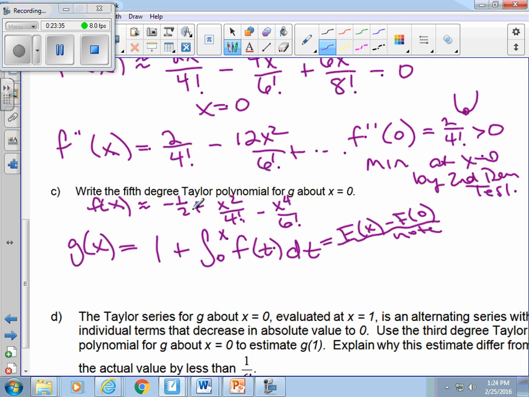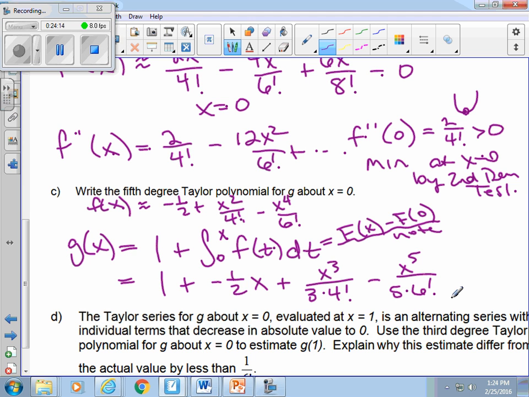Would you agree the antiderivative of this at 0 is just 0? Because everything will have an x in it, so that will be 0. So I'm really just looking for the antiderivative at x. 1 plus antiderivative of negative 1/2 would be negative 1/2 x. Antiderivative here, add 1 to the exponent. X cubed over 3 times 4 factorial. Everyone agree? Minus x to the 5th over 5 times 6 factorial. I think that's a 5th degree Taylor polynomial for g.